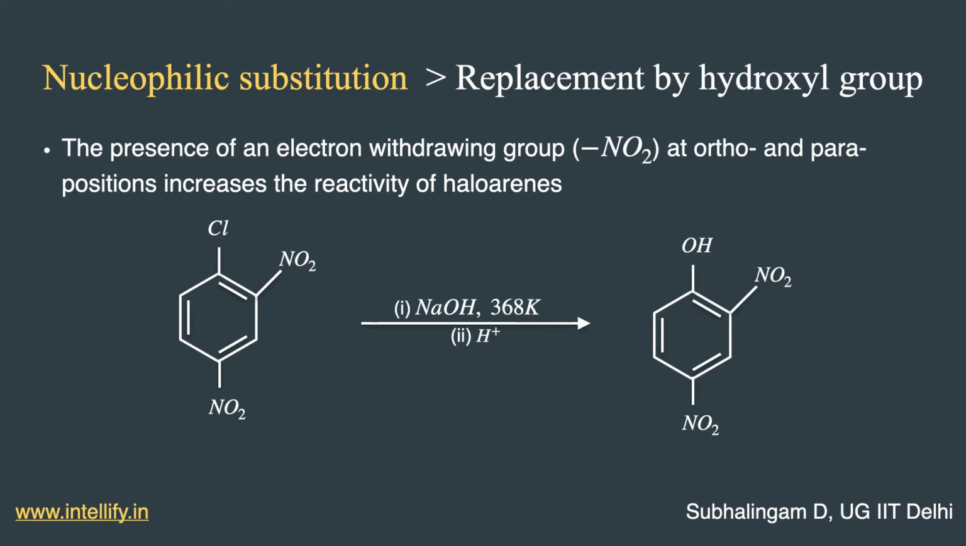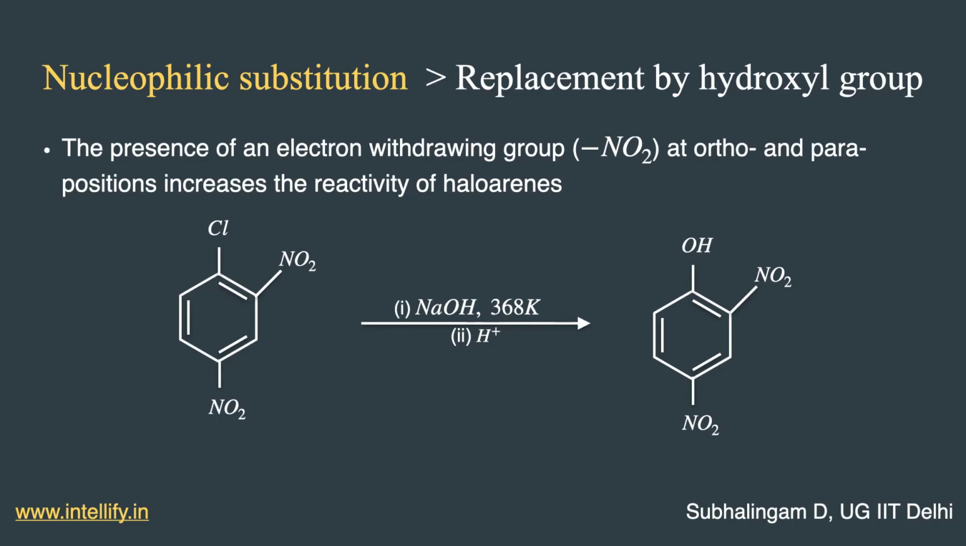So when we take the substrate at the left, which has an ortho and a para substituted nitro group in a haloarene, here the halogen is chlorine to be more specific, and when we treat it with NaOH at 368 Kelvin followed by acidification, we get an ortho para substituted phenol.